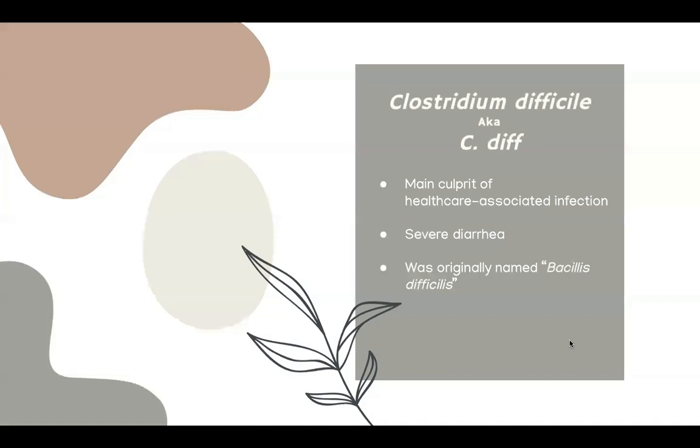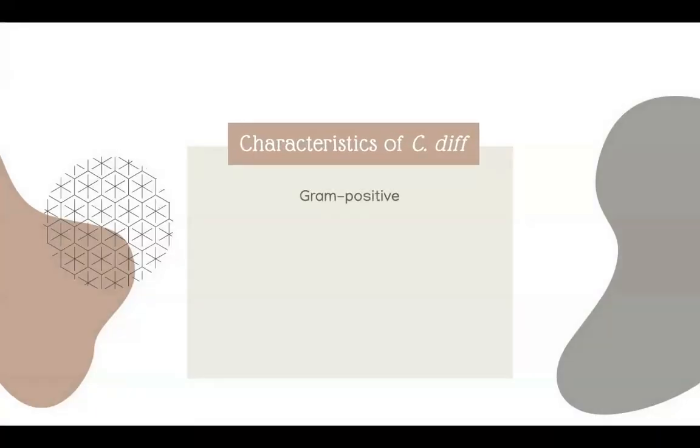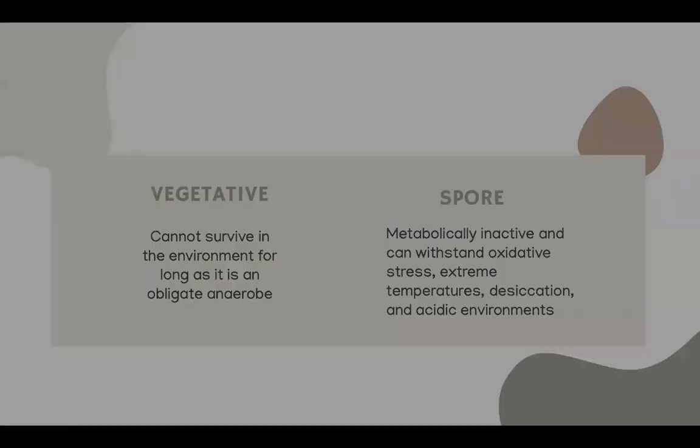Clostridium difficile, aka C. diff, is the main culprit of a healthcare-associated infection that causes severe diarrhea. C. diff was discovered by Louis Pasteur in the 1860s and was first isolated from the intestinal flora of newborns in 1935. It was originally named Bacillus difficile because it was difficult to culture and study. C. diff is a gram-positive, obligate anaerobe, bacillus-shaped bacterium and has a vegetative form and spore form.